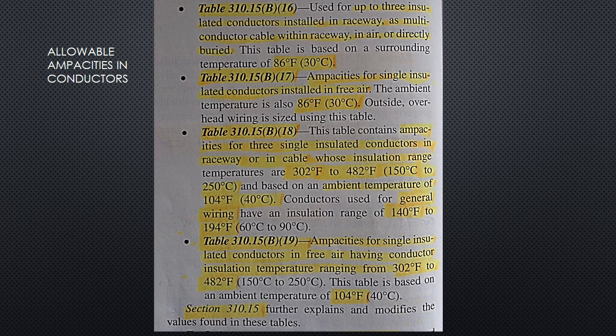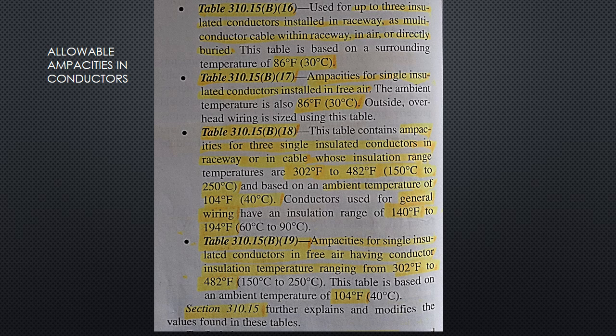Table 310.15(B)(18). Again, 310.15(B)(18). This table contains ampacities for 3 single insulated conductors in a raceway or in a cable whose insulation range temperatures are 302 degrees Fahrenheit to 482 degrees Fahrenheit. That is 150 degrees C to 250 degrees C, and based on an ambient temperature of 104 degrees Fahrenheit or 40 degrees C.